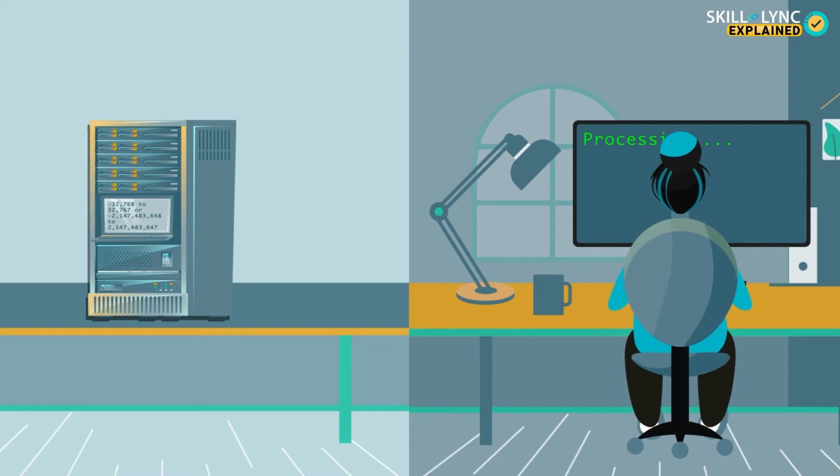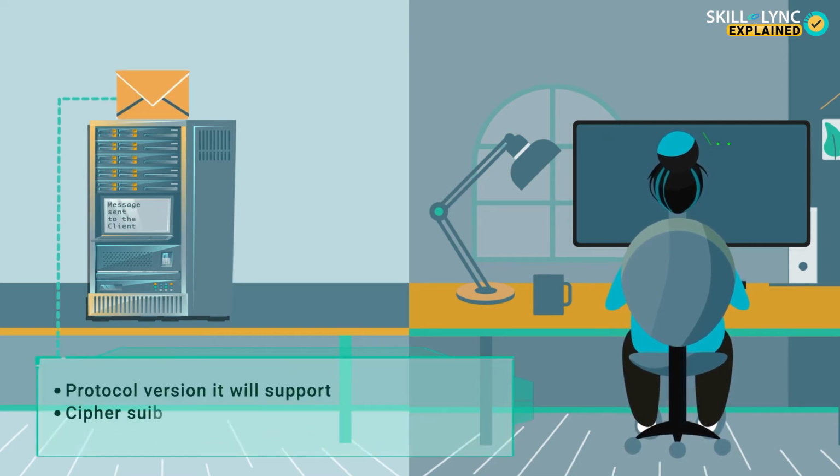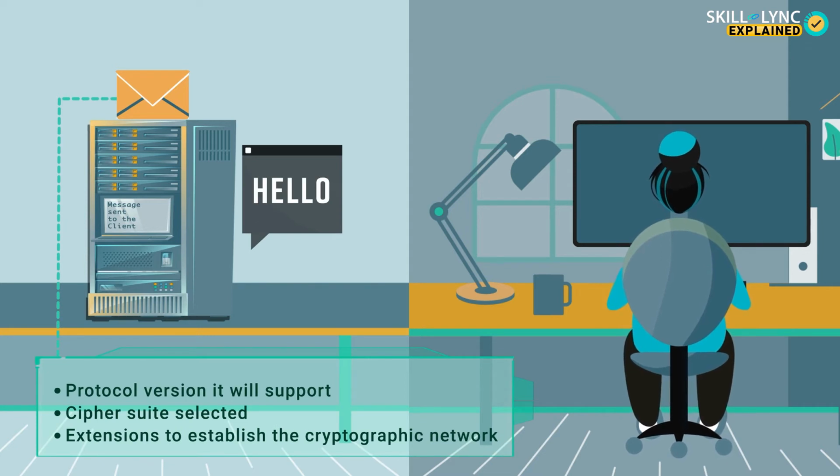The server recognizes this message and sends a hello message in response. This message contains the protocol version it will support from the ones that were sent by the client, the cipher suite it has selected, and extensions to establish the cryptographic network.